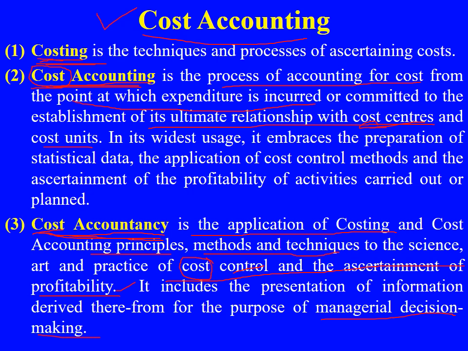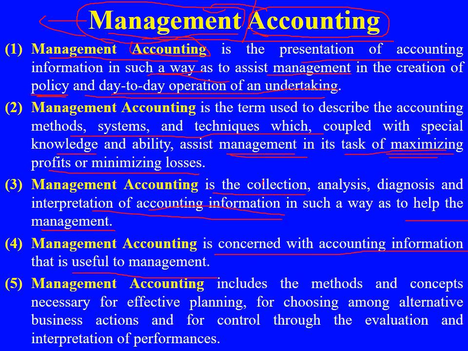So in cost accountancy, what do we do? We not only determine the cost, we not only account the cost, apart from that we control the cost and then we ascertain the profitability. Such a process we used to say as cost accountancy. So this cost accounting is actually required by whom? By the managerial personnel. Why? They need to take managerial decisions. So this is what we used to say as cost accounting.